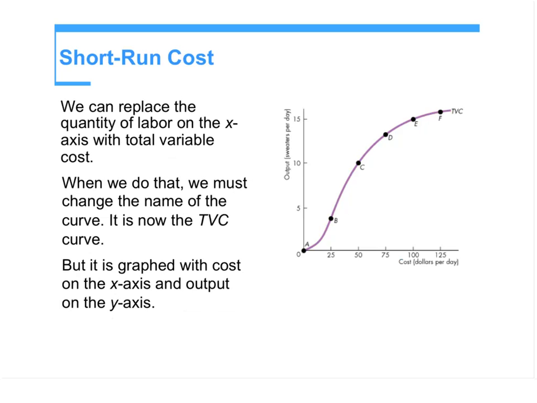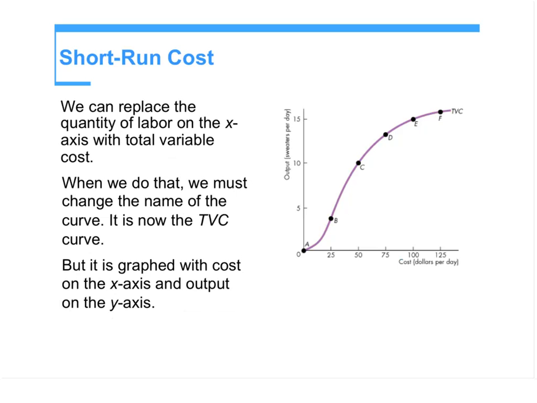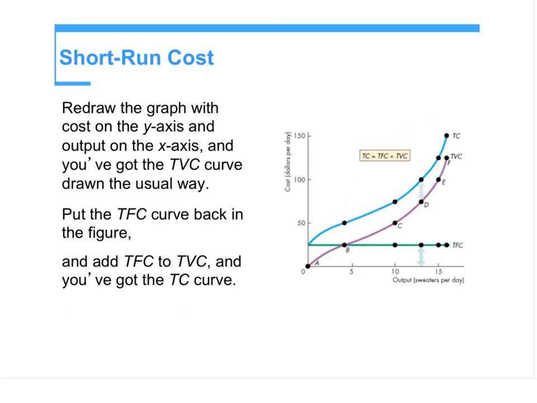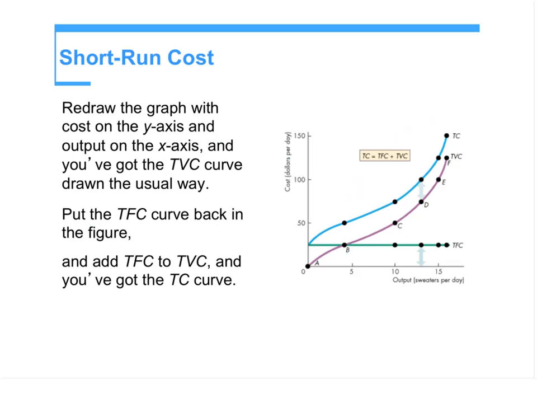As you can see, in the previous chart you have labor and output, but in this one we change it to cost and output. So instead of labor, when we have cost, it gives us total variable cost. But it's graphed with cost on the x-axis and output on the y-axis. So cost should be on x, and output should be on y, and that's why it becomes different from total product, and that's how it shows like this.